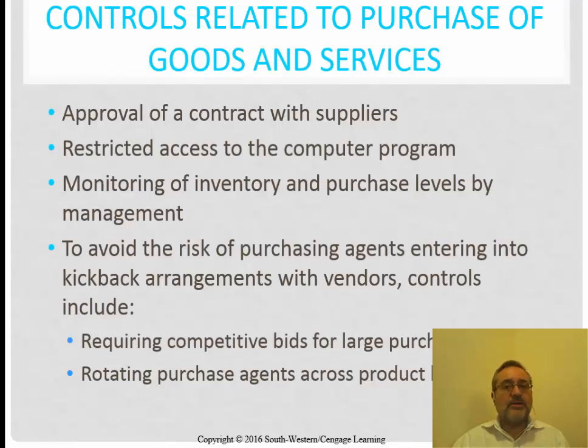Purchasing only has the ability to actually purchase goods and manage the vendors. Accounts payable only has the ability to approve based upon these prescribed values of purchased, received, and pricing. To avoid the risk of purchase agents entering into kickback arrangements with vendors, we require competitive bids. We rotate purchasing agents across the product lines.